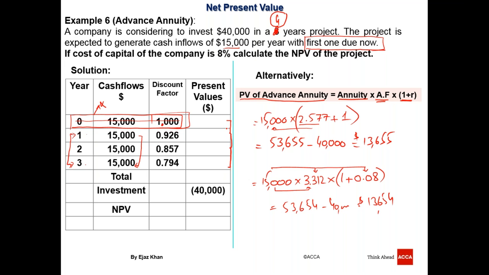So we've got three ways of calculating the same. One is the tabular approach. The other is just picking up 3 years annuity factor and add one and multiply it with 15,000. And in the third approach, you just need to write the annuity figure, 15,000, pick up the annuity factor for the project life, that is 4 years, and then multiply it with 1 plus R, that is the discount rate.